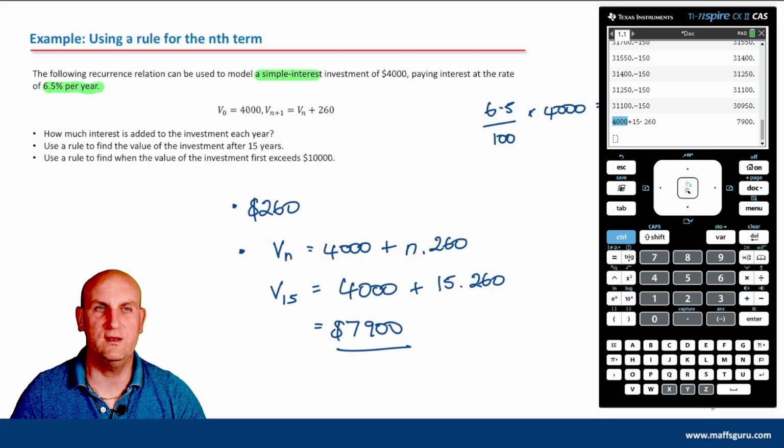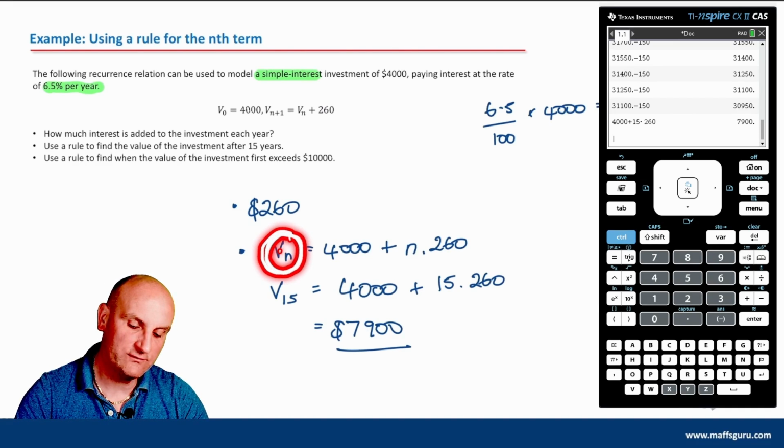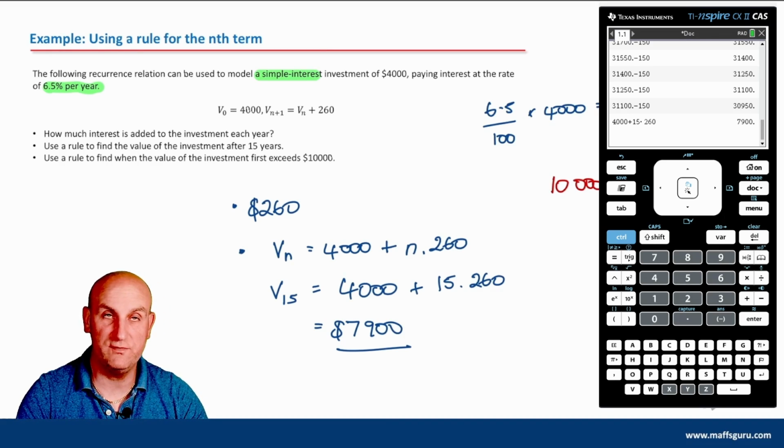Use a rule to find when the value of the investment first exceeds $10,000. Now there are lots of ways of doing this. I could just keep hitting enter, but there is an algebraic way we can do it. What we now know from our rule is, let's see how long it takes for this value here to become 10,000. So I'm going to replace V of n with 10,000, so 10,000 is equal to 4,000 plus n times 260, because n, if you remember, is the number of years. That's what I'm trying to find out, that value of n.